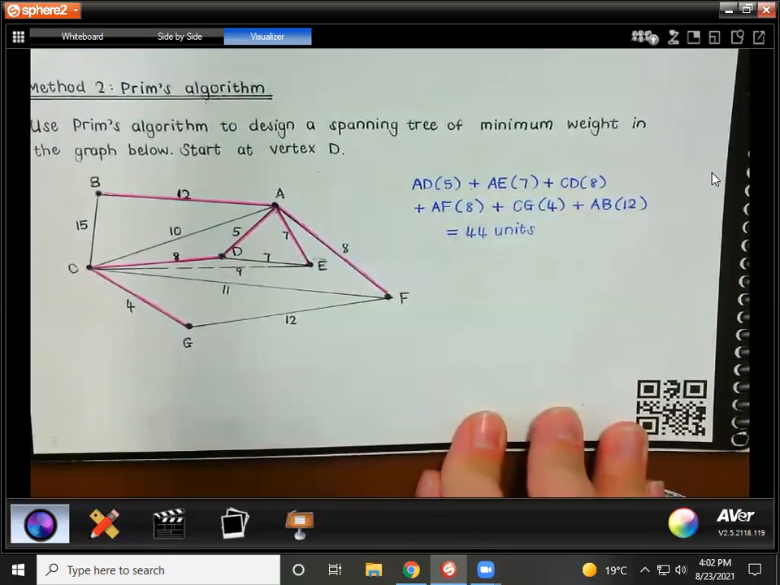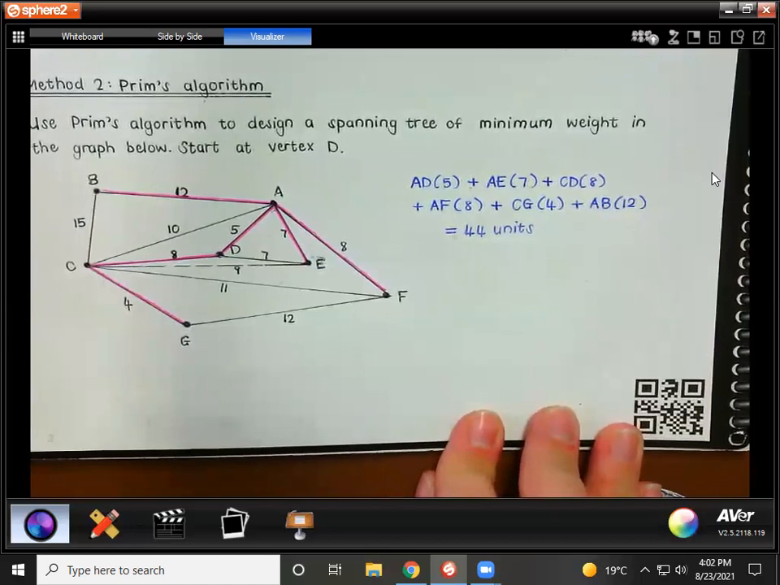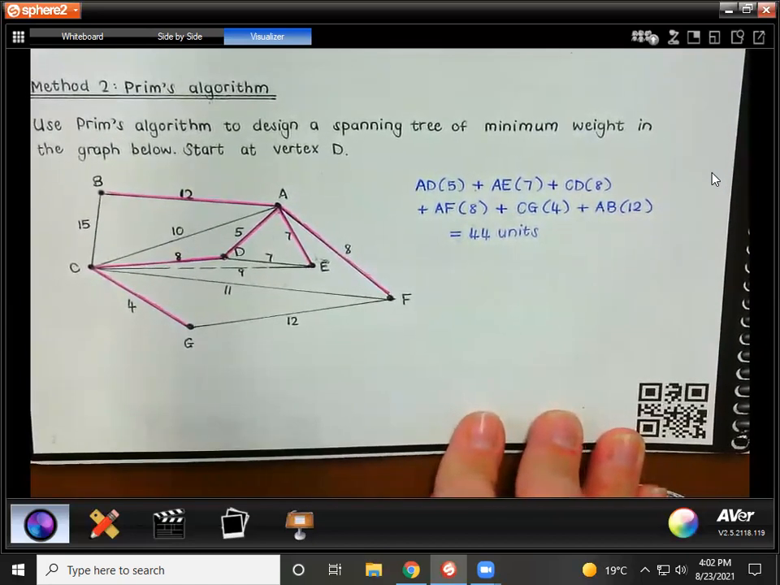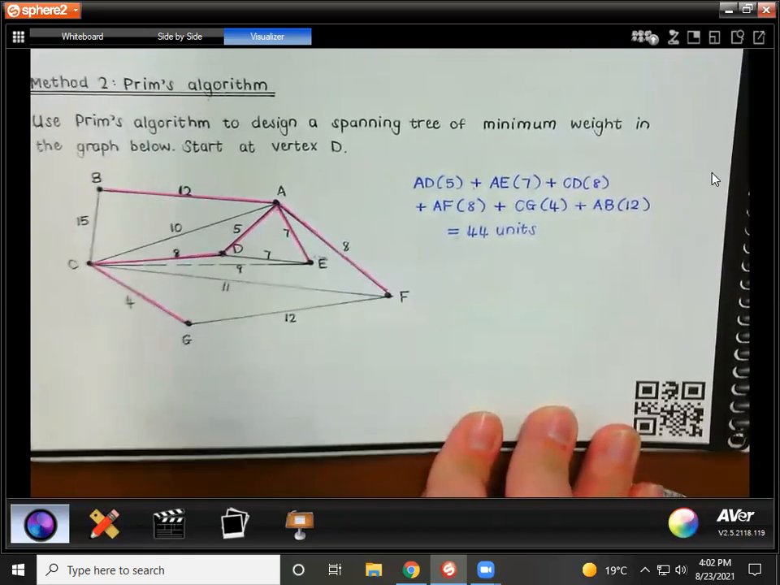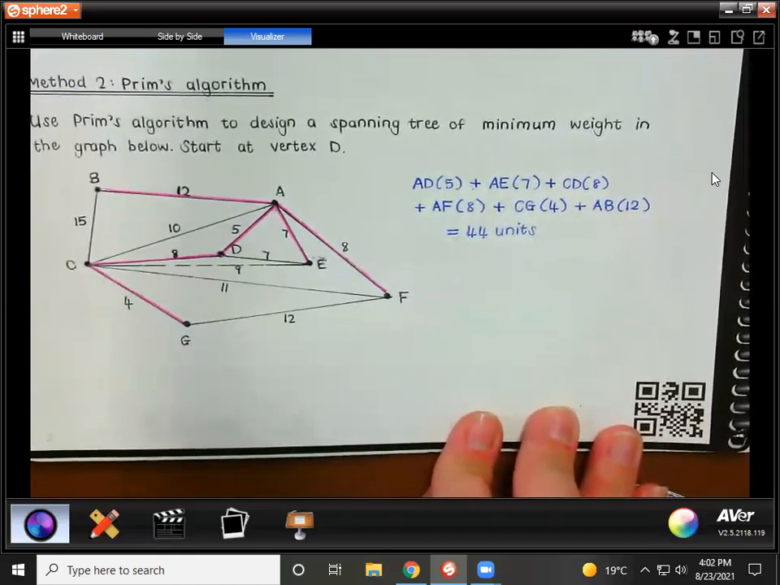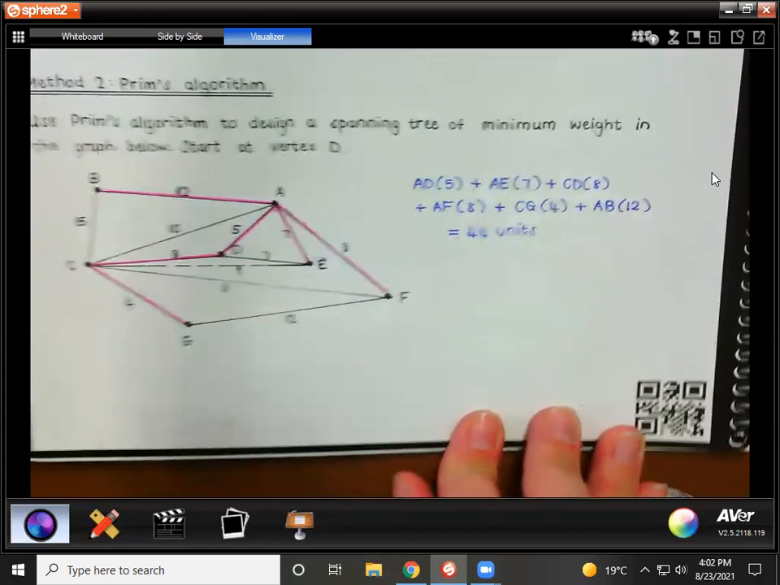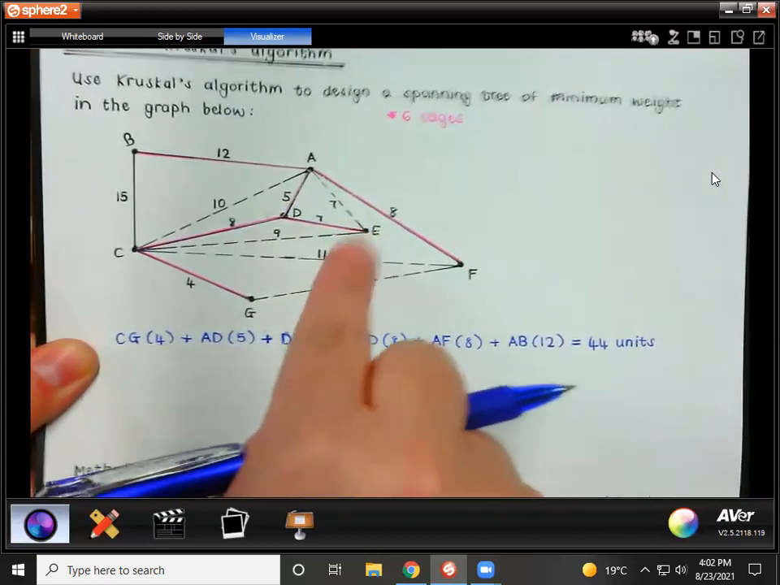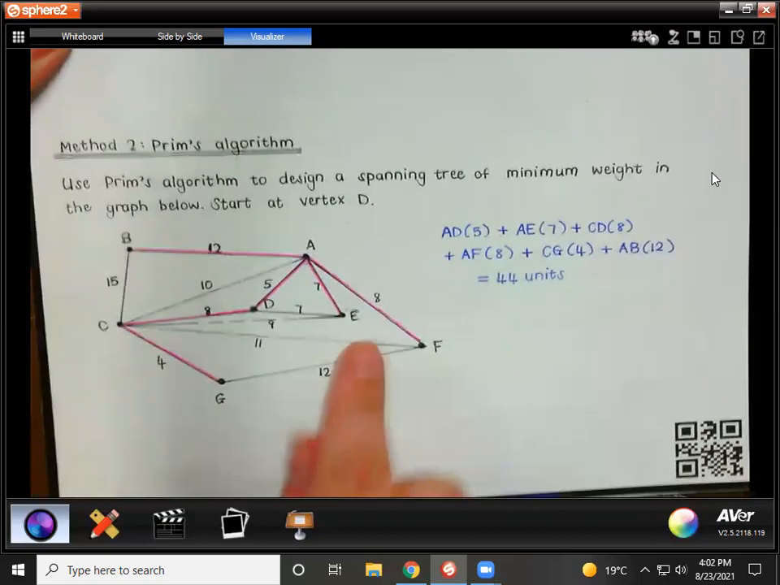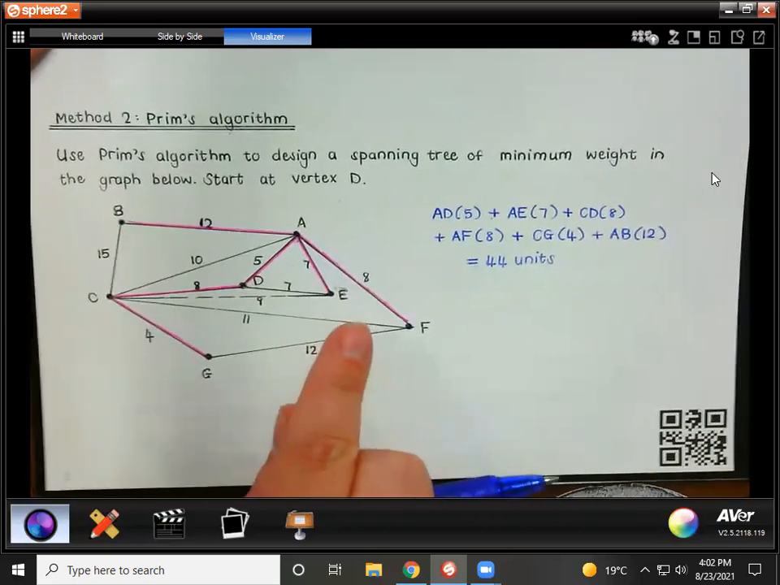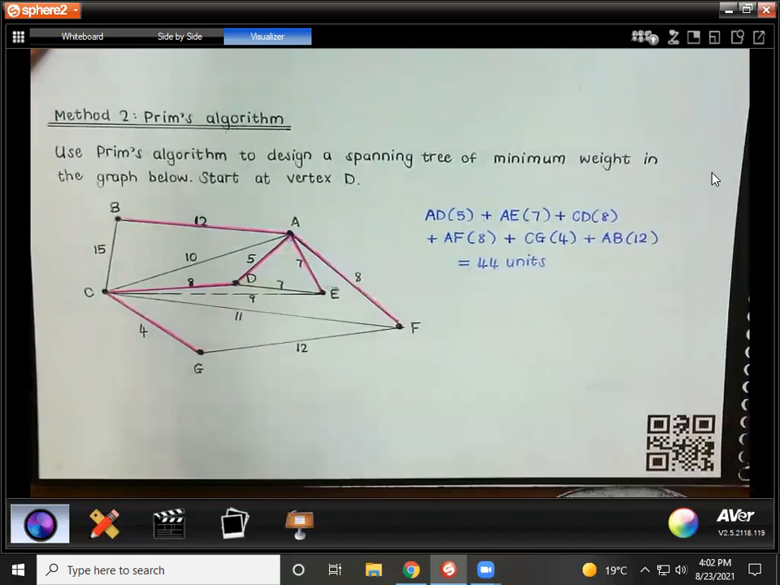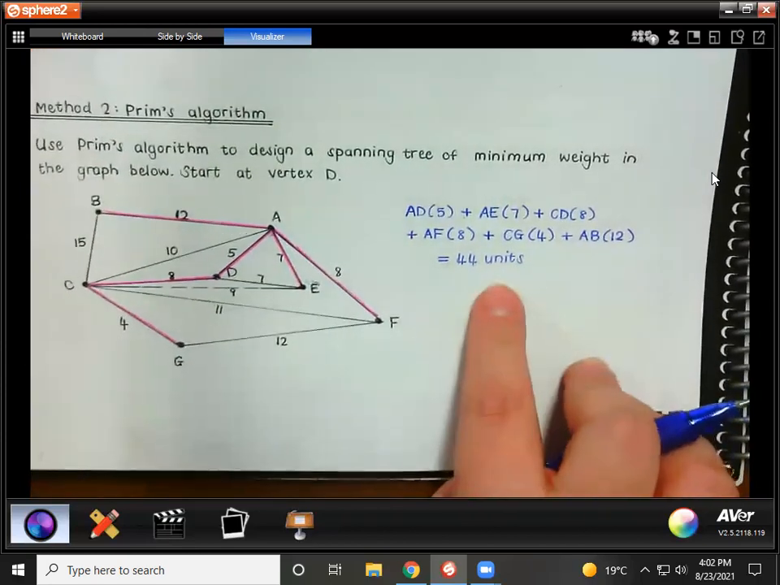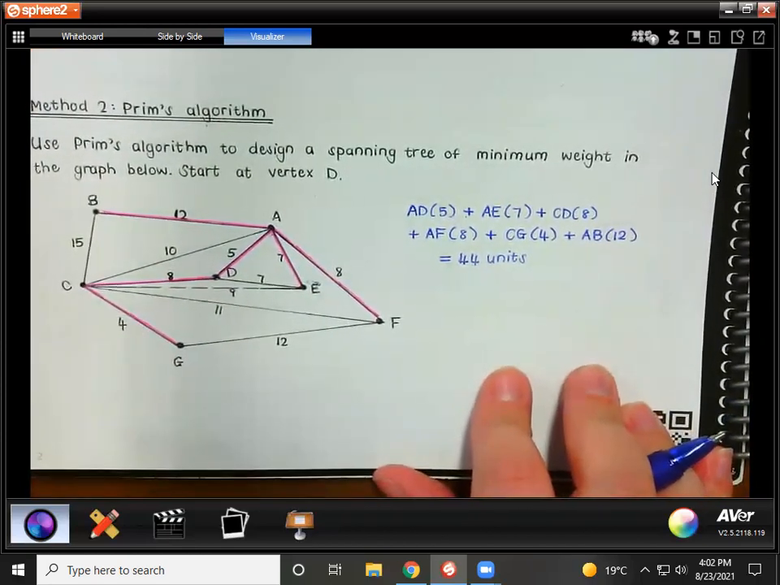Now our tree is slightly different from the one that we got in the first example. And the only reason for that, actually, in this case, is not because we've used a different algorithm. It's because we made a different choice. In the first example, we chose DE in order to get to vertex E. In the second example, we chose AE in order to get to vertex E. But because they were the same weight, it didn't actually change the value.